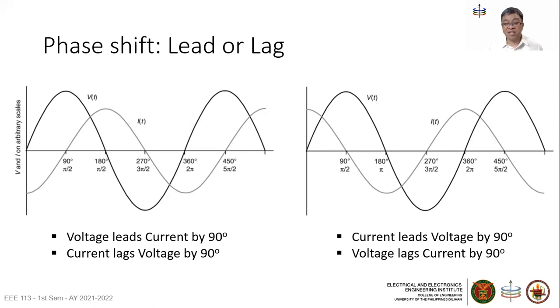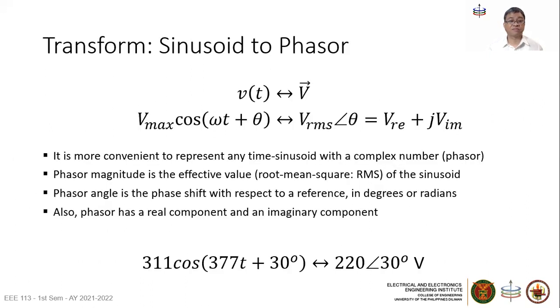In most devices, such phase shift may not be exactly 90 degrees. In this introductory material, we confine the discussion to phase shifts between 0 and 90 degrees. So these are some of our key examples here. Voltage leads current by 90 degrees. Current leads the voltage by 90 degrees.